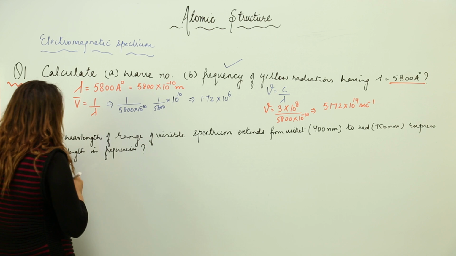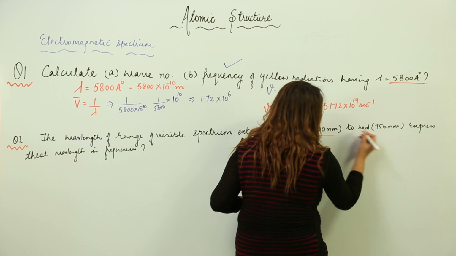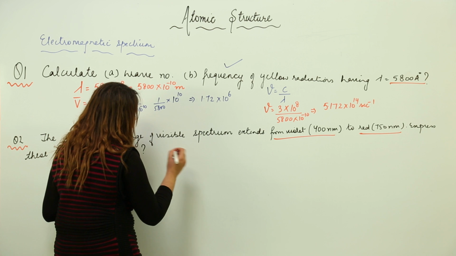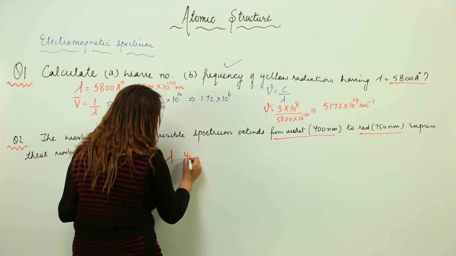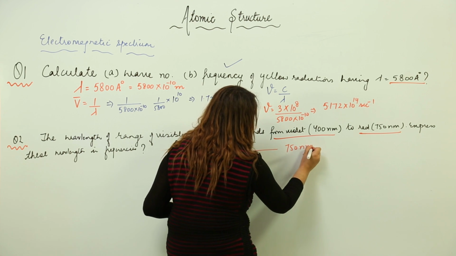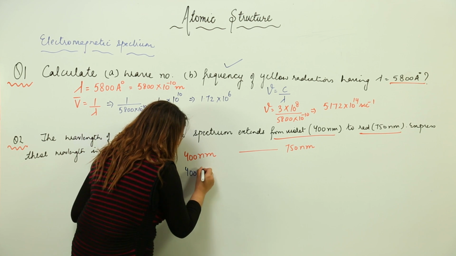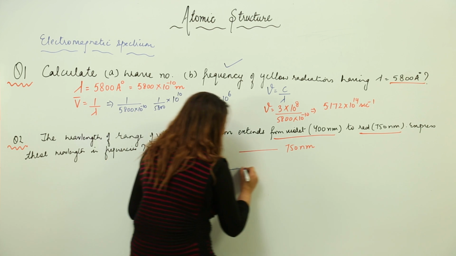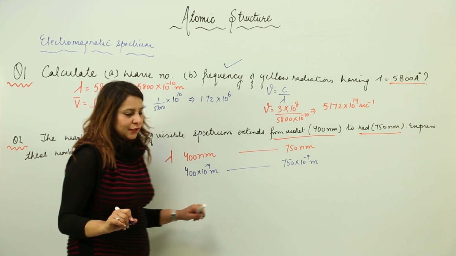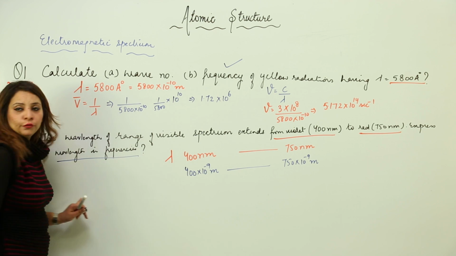The second question we have is: the wavelength range of the visible spectrum extends from violet 400 nanometer to 750 nanometer. Again, you've been provided with the wavelength range, from 400 nanometer to 750 nanometer. If I express it in meters, it comes out to be 400 into 10 raised to power minus 9 meter, and this is 750 into 10 raised to power minus 9 meter. So this is the range. Now what is being asked in the question? You need to express the wavelength range in terms of frequency.